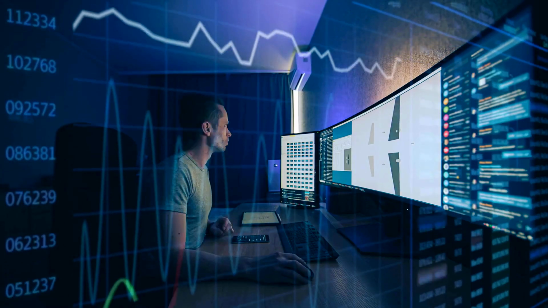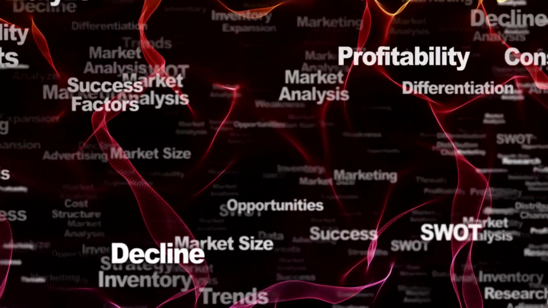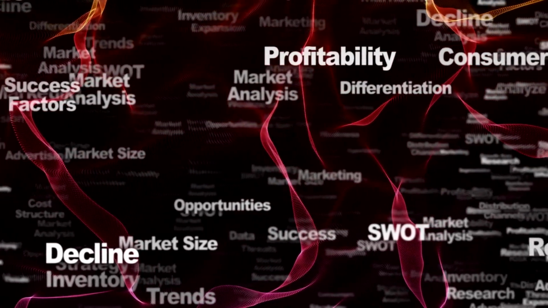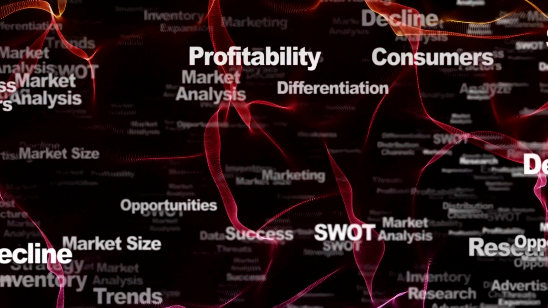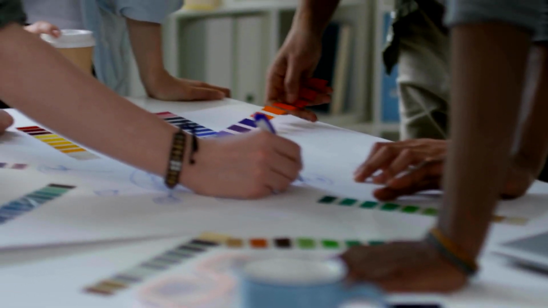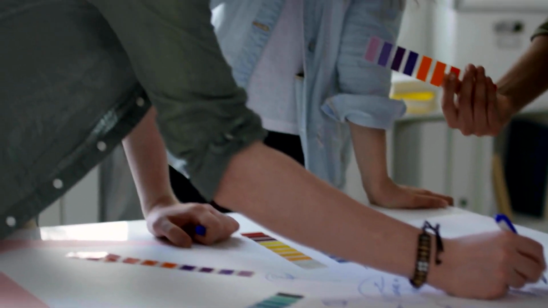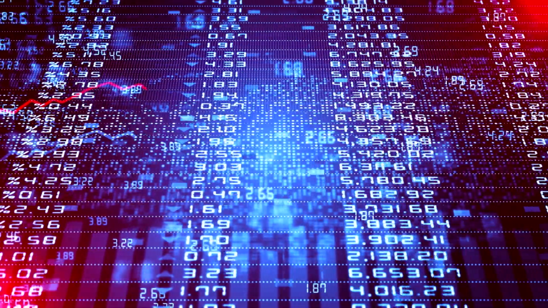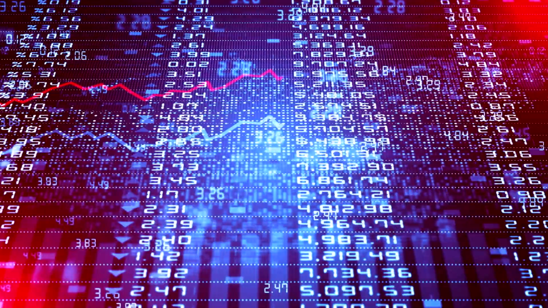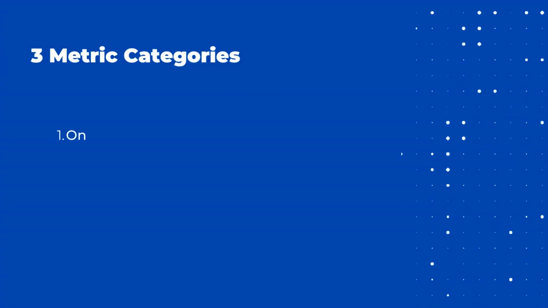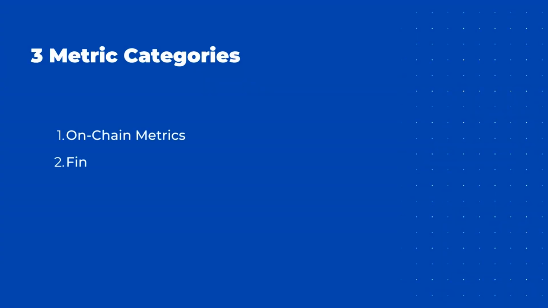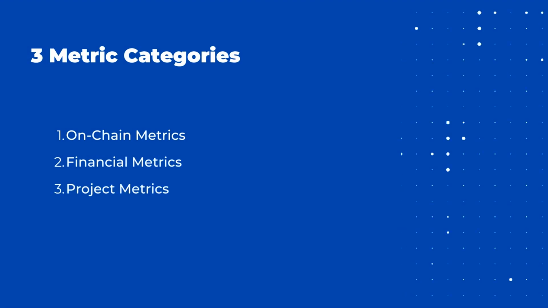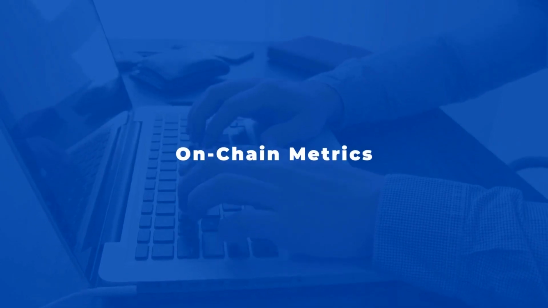Alright, now we're getting into the meat of the video. We're going to talk about the key parameters that are important to consider when evaluating a blockchain. First, let's talk about frameworks. There are different frameworks out there for evaluating blockchains, but the goal is always the same: to identify strong metrics that can't easily be gamed. When it comes to crypto fundamental analysis, there are three main metric categories to consider: on-chain metrics, financial metrics, and project metrics. First up, on-chain metrics.